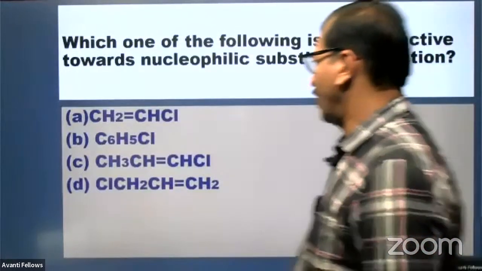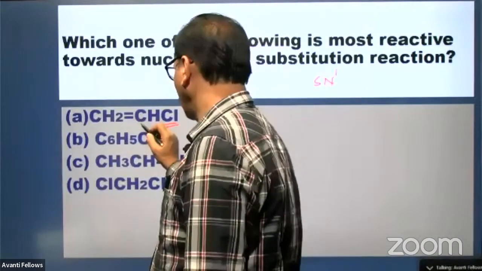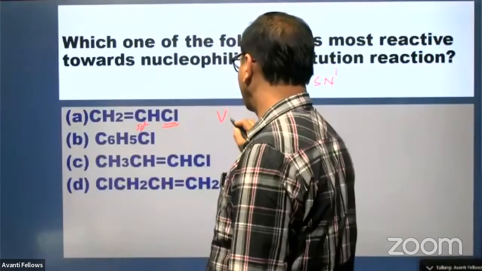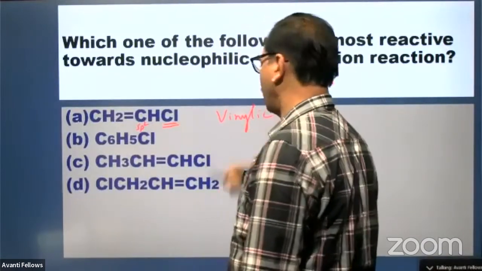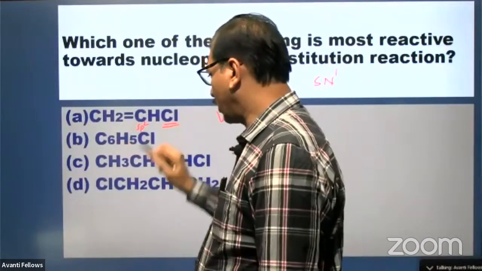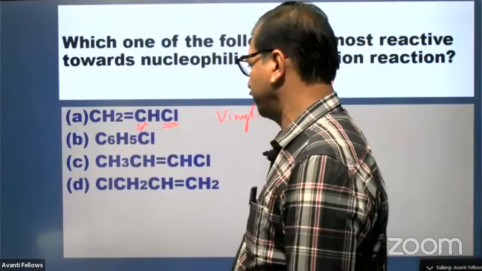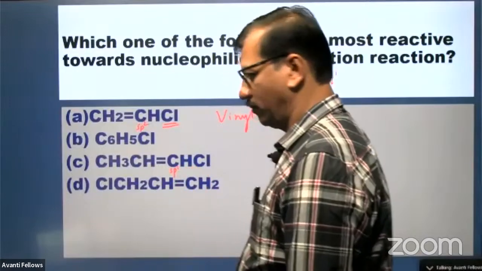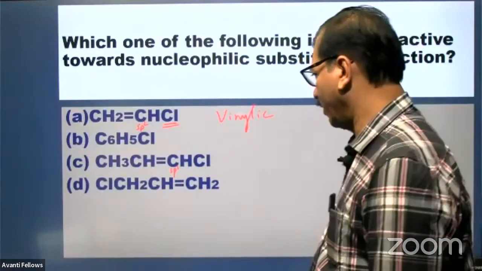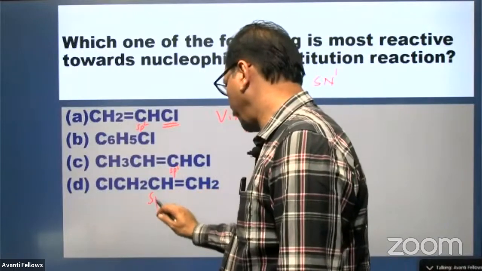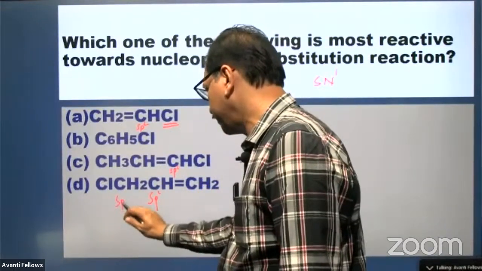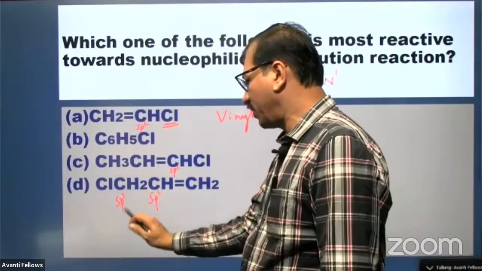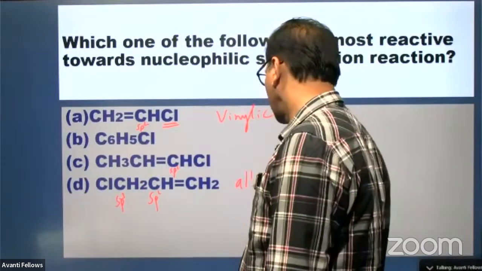I will give you more ideas. Here, chlorine is attached to an sp2 hybridized carbon of the benzene ring. These are called vinylic halides. This is chlorobenzene, and this is also sp2 only. This is also a vinylic halide. Here, the carbon is sp2 and the chlorine is attached to a carbon which is sp3. This is allylic.